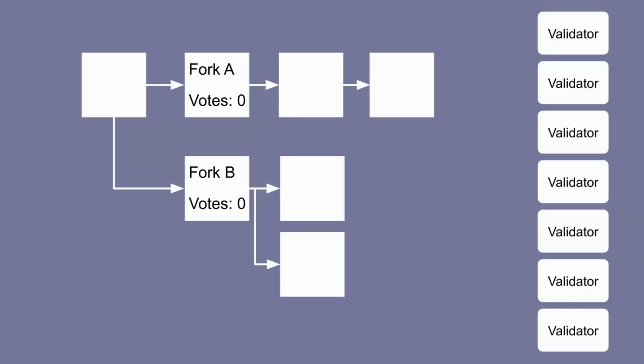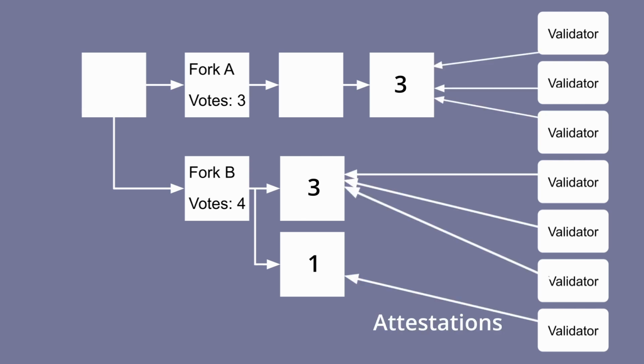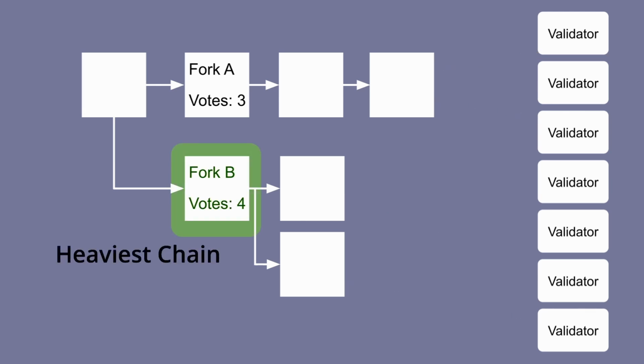Now, if we look at an example, there are 2 forks. The top one is clearly longer than the bottom one, but the bottom one has more validators attesting to the block, meaning more validators have voted for the bottom fork than the top fork, so it is seen as the winning chain and new blocks should be added to the bottom branch. This is a general idea behind how Ghost operates.